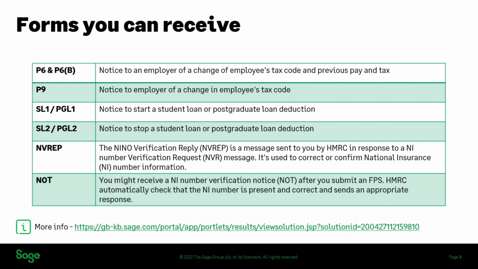And then there's a couple of responses that you might get if you ever submit an NI number verification request. So either confirming that you're using the correct national insurance number, or asking you to check or to change it to a different number. So those are the main forms that you can receive. There's also some generic notifications that you might see if, for example, you've made a late submission or a late payment. So again, more info on these types of forms is available in our help center. But now let's take a look at how we actually retrieve these notices.